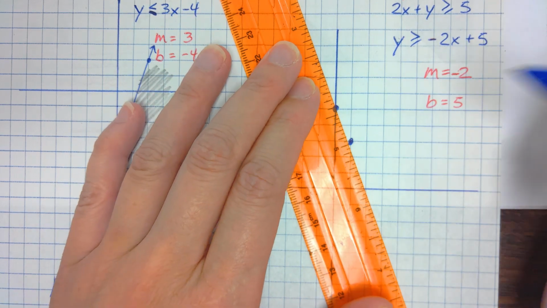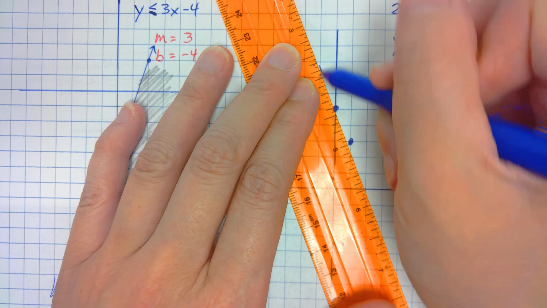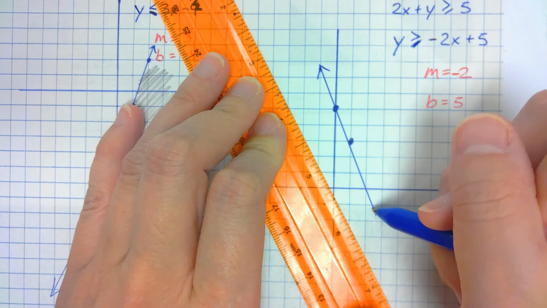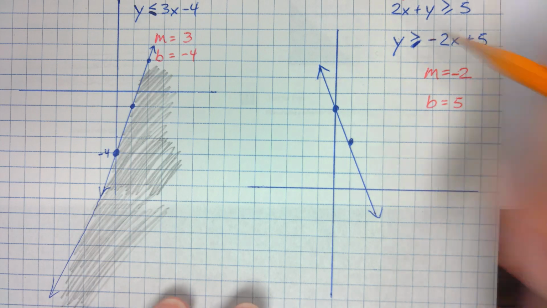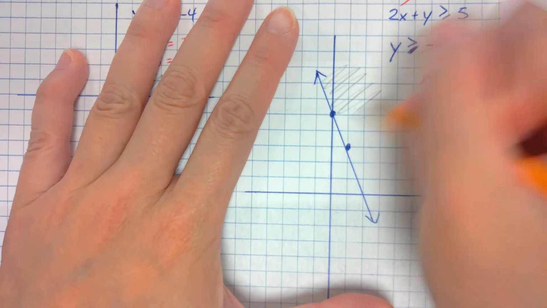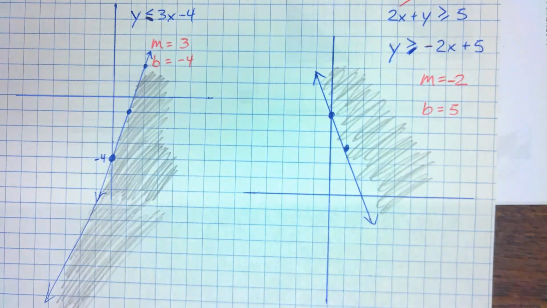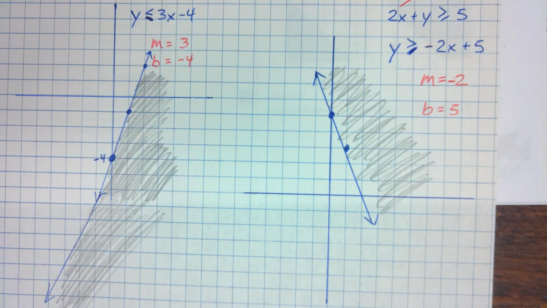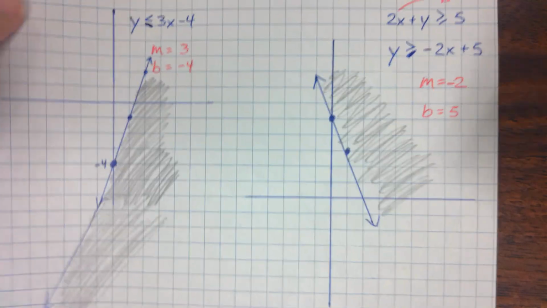Okay, solid line because it's equal to. And am I shading above or below? Above, because it's greater. Okay. So this last part is nice and easy. It's just looking for the equation.